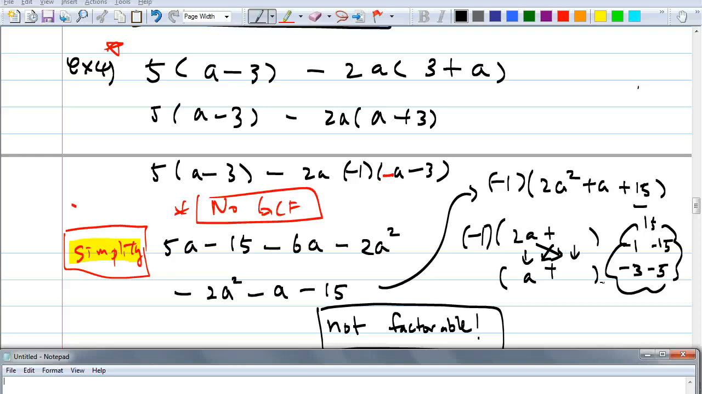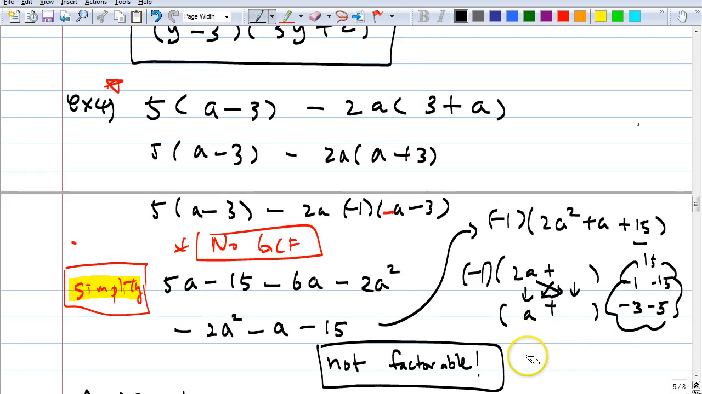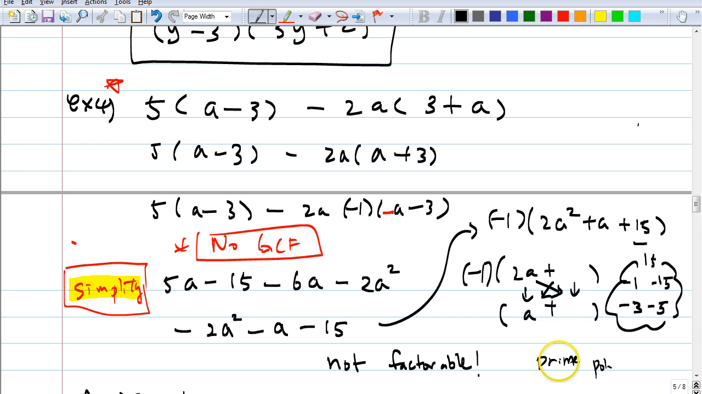So be careful. Are you going to always get a GCF when you do this problem? No, it may not. You may not be able to get a GCF sometimes, because things may not be opposite of each other. Yeah, Jason. Okay, so it's not factorable. So what do we write as the answer? We say prime what? Polynomial, right? So you should write the answer is prime polynomial. That's your answer.